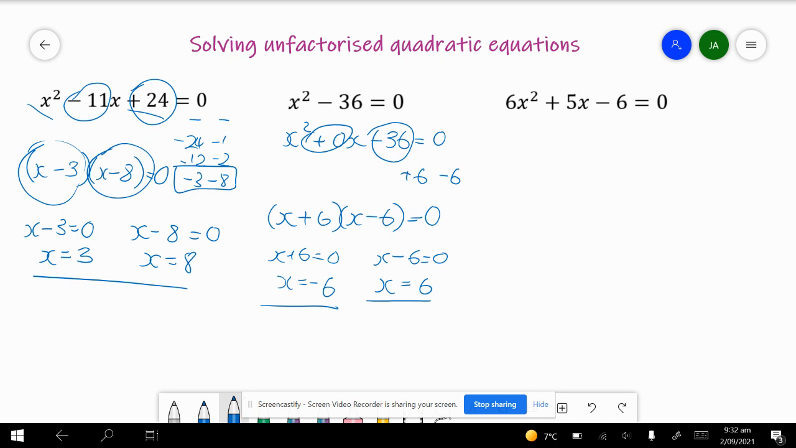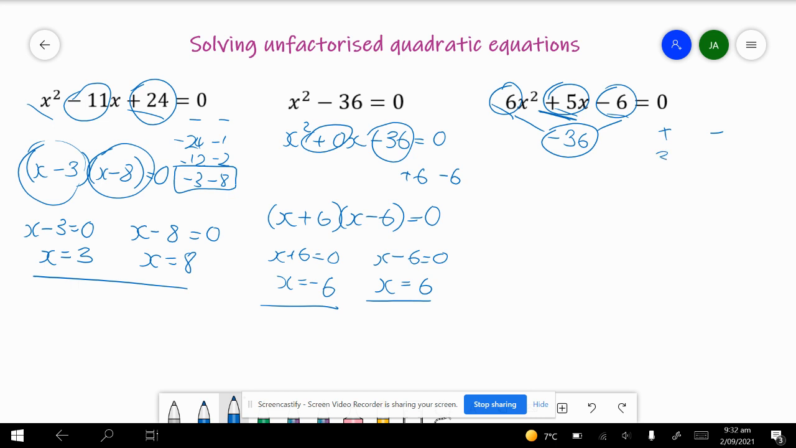Okay, this one's a little bit different. We've got a coefficient in front of the x squared. Just check to see whether there's a common factor first. Nothing divides into 6, 5 and negative 6, so we can't do that. So remember, take the first and the last and multiply them together to get negative 36. So we want two numbers that multiply to get negative 36 and add together to get plus 5. So we've got a positive and a negative, and the positive number has to be bigger because they have to add together to get positive 5.